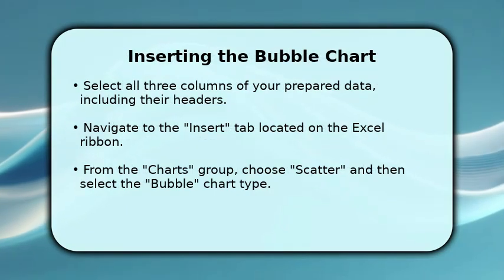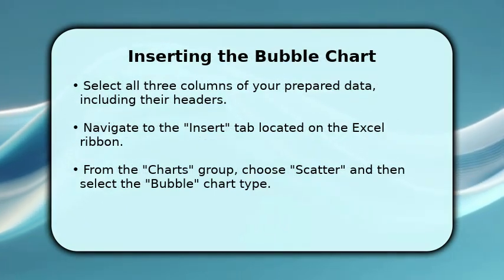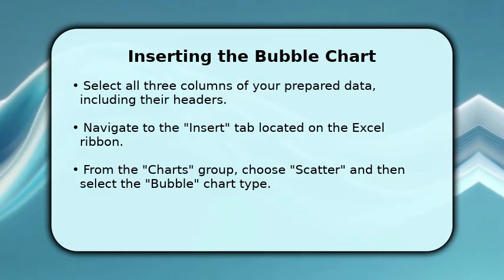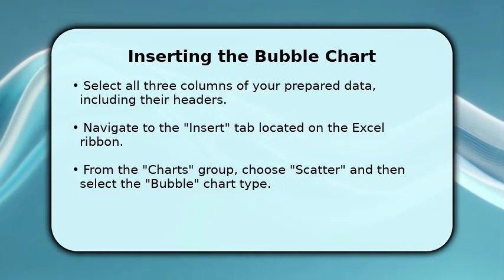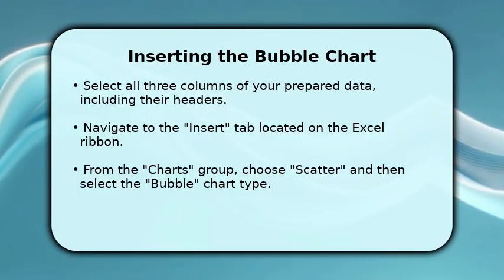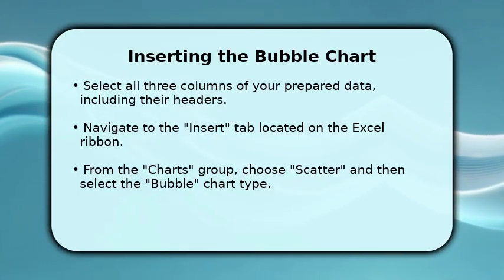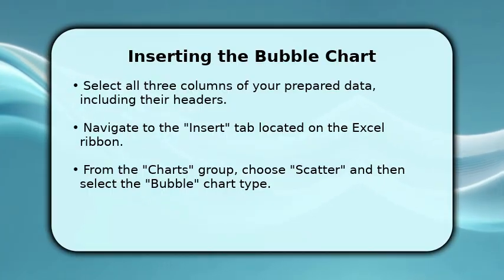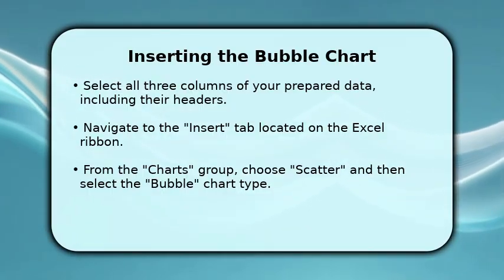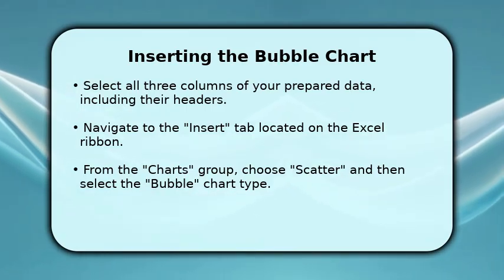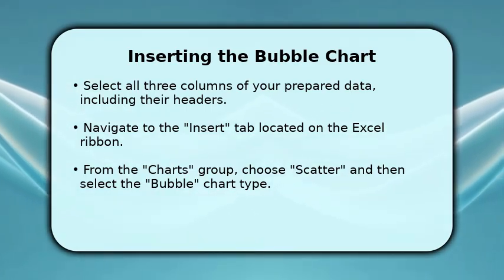Once your data is perfectly organized, the next step is to insert the chart. Simply select all 3 columns of your data, including the headers. Then, go to the Insert tab at the top of your Excel window. In the Charts group, click on Scatter or Bubble Chart and then choose the Bubble Chart option. Excel will automatically generate a basic bubble chart based on your selected data.